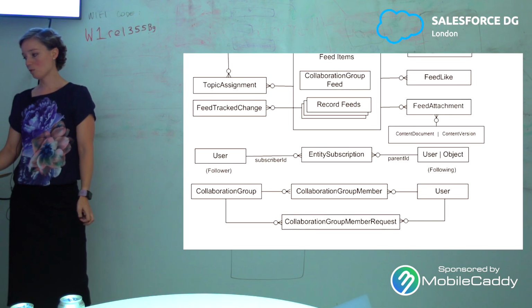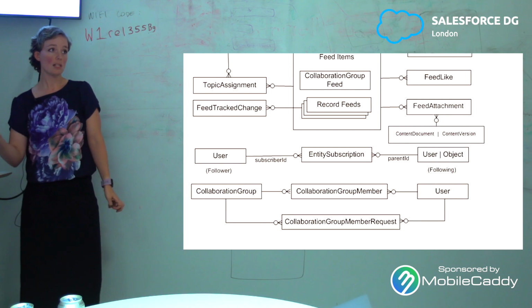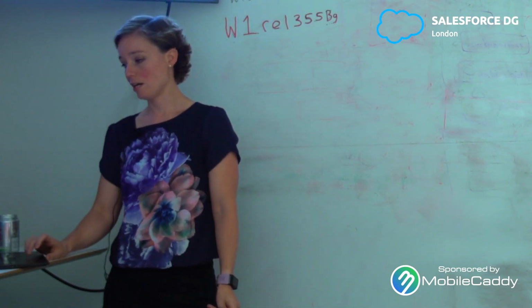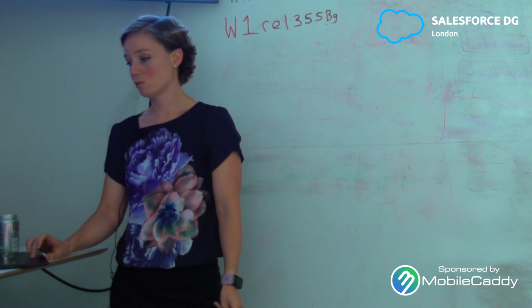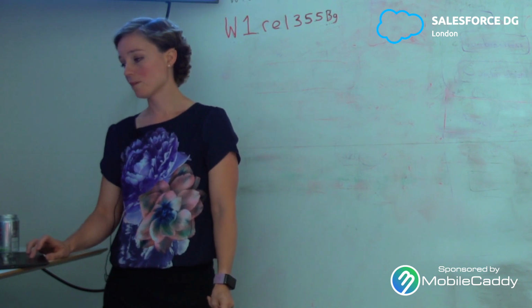Then here on the bottom, we've got the entity subscription, which is the follow functionality. So if I follow a Chatter post, it will create an entry in there. And then here on the bottom, we've got the collaboration groups, which are the Chatter groups.